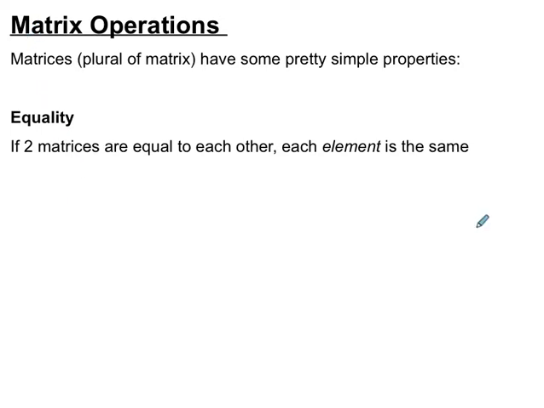Okay, so we're cruising along here, matrices. A lot of simple things happen with them, but this one can get a little bit tricky. They have some pretty simple properties. So the first one, of course, being equality. If two matrices are equal to each other, each element is the same.